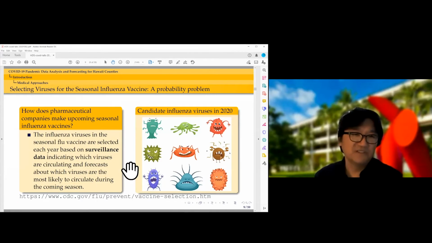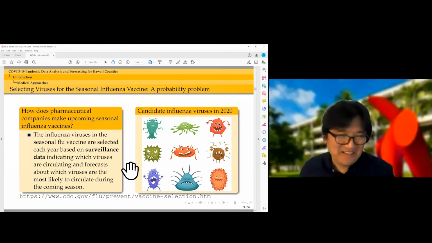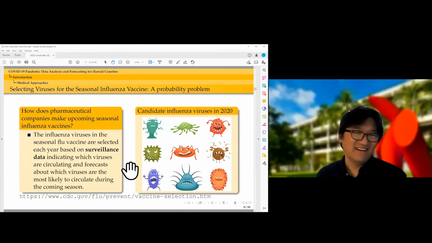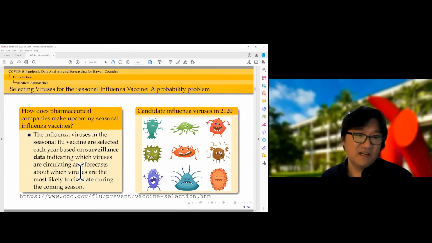I just want to go over some basics of how vaccines are made and released every year, because the flu vaccine we're going to have this year is a future event. We have no way to know what kind of viruses will appear a few months later. Then how do pharmaceutical companies make a vaccine and make it available to the public? They just use surveillance data and try to make the best forecast.